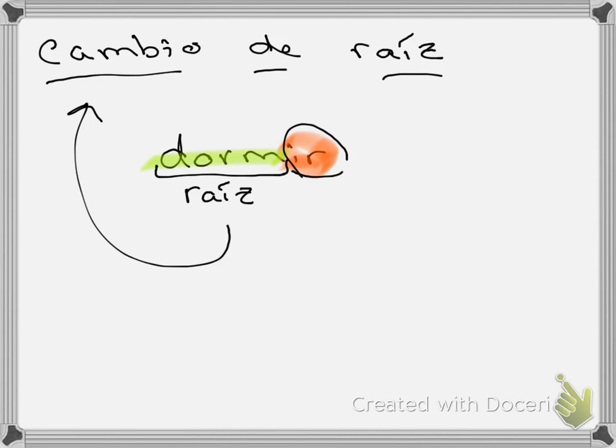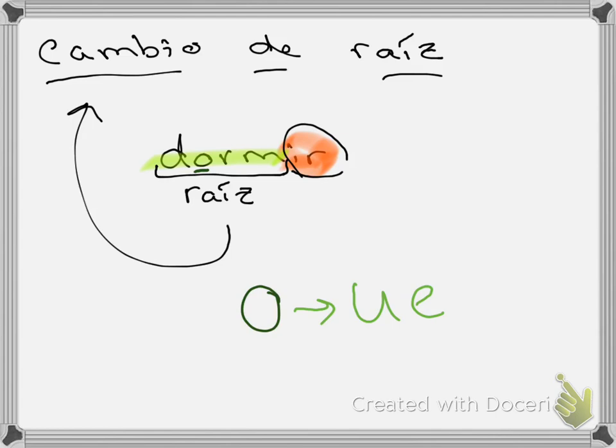Today we are going to focus on verbs that change from an O, like we have right here, to a UE. Okay, so there are certain verbs where in the root they have an O that, depending on who my subject is, is going to change to a UE.